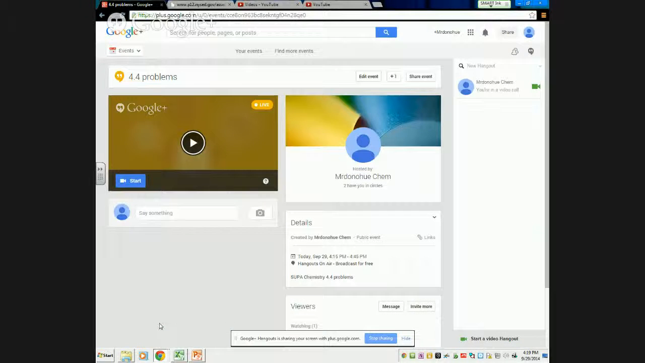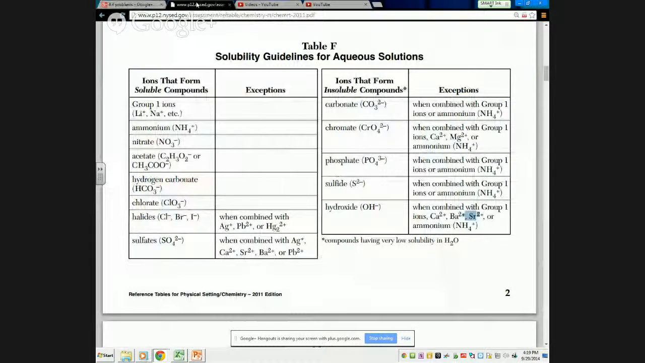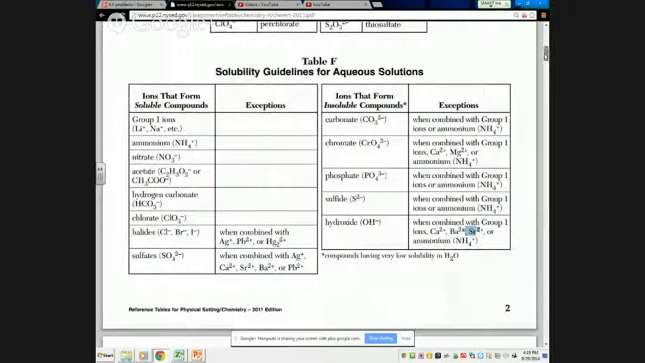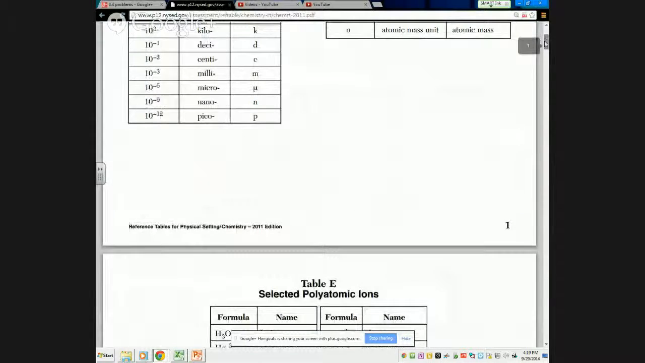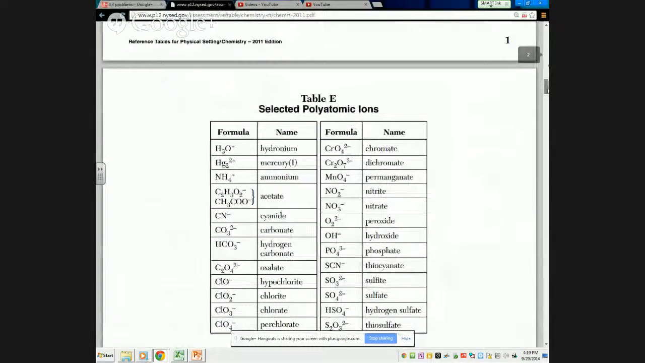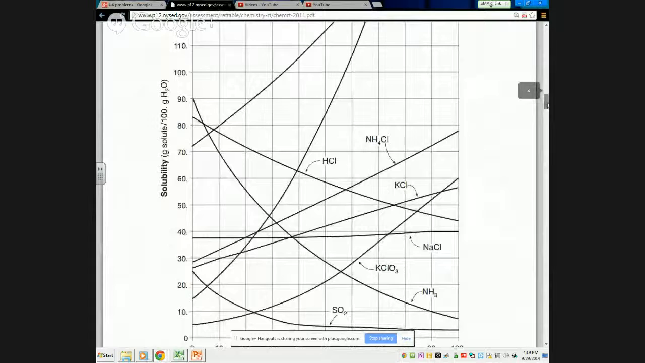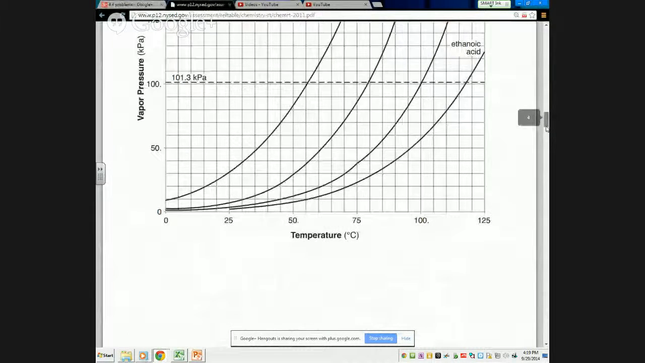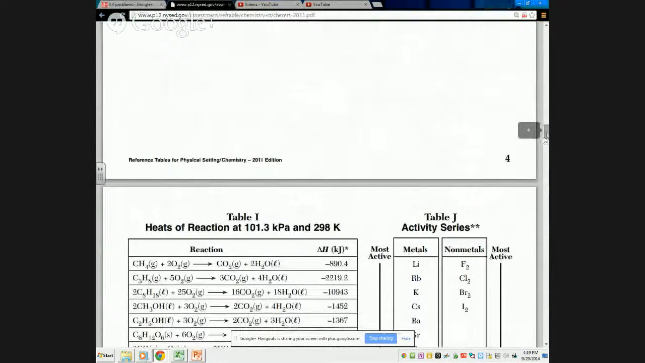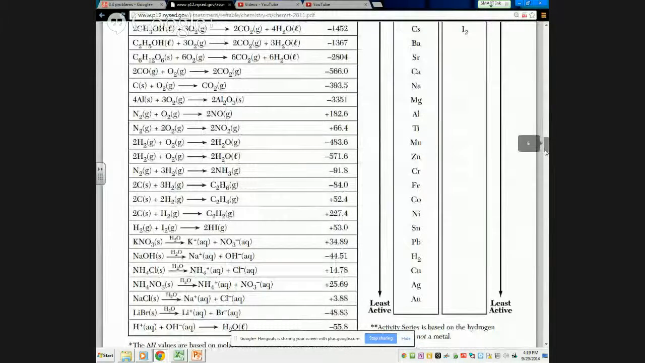Back to our activity table, which you can look up in your book because you've got these reference tables lying around. I think it's table F. I've got to zoom out. There it is, table J. Totally lied about being table F.